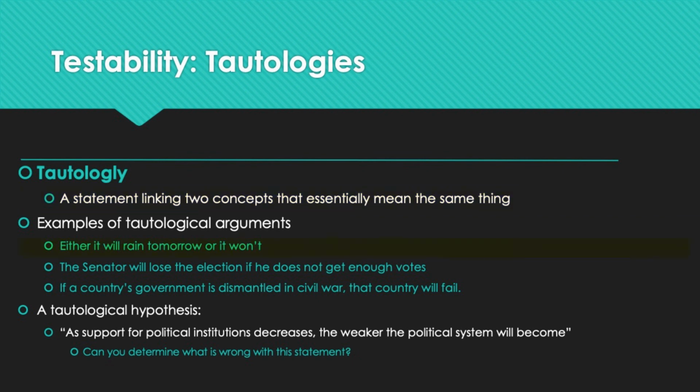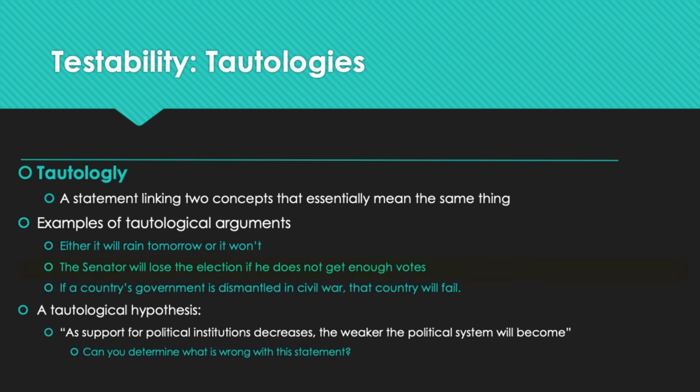So an example might be either it will rain tomorrow or it won't. And see, tautologies are worded in a way where they can't be falsifiable. They're always right. So when you say either it'll rain tomorrow or it won't, well, I guess, yeah, either it will or it won't. I can't really test that, can I? Right? The way that it's worded.